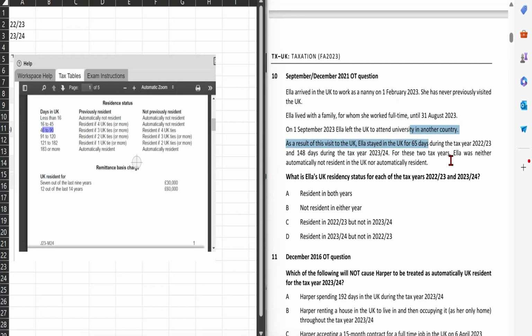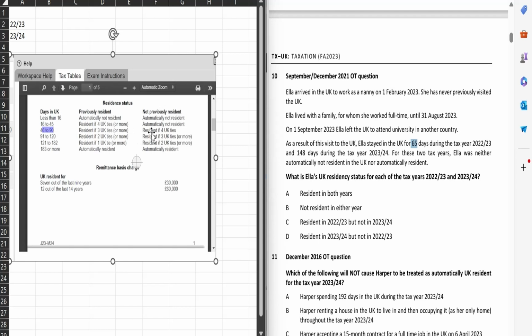So basically, we are talking about tax year 22 to 23, she was in the UK for at least 65 days. So we will look into the days column. It will fall under this category, this row, 46 to 90 days. And she was not previously a UK resident. It was mentioned in the question. I think, yeah, she has never previously visited the UK. So we will look into this column.